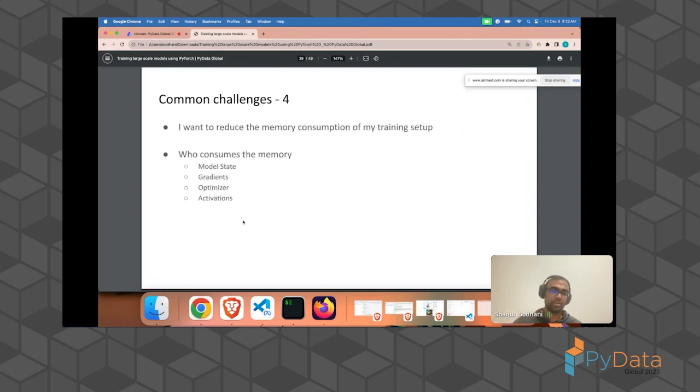But let's say these things were not enough and I wanted to reduce the memory consumption even further. Then the question is, who exactly is consuming the memory? Well, the model state is going to consume some memory. Gradients are going to consume memory. The optimizer is going to consume some memory. And so are the activations. All these things consume memory.